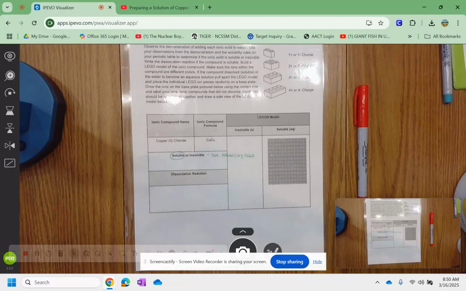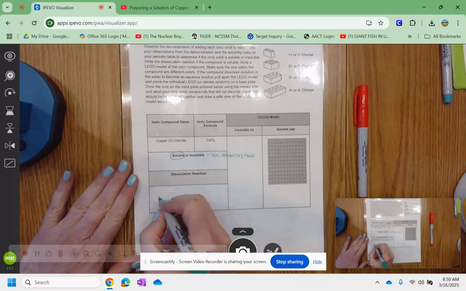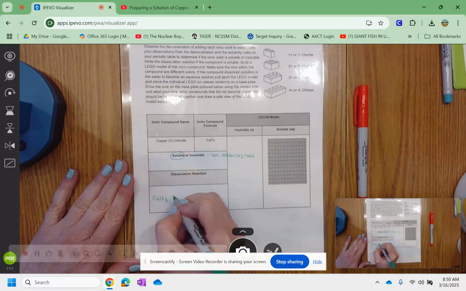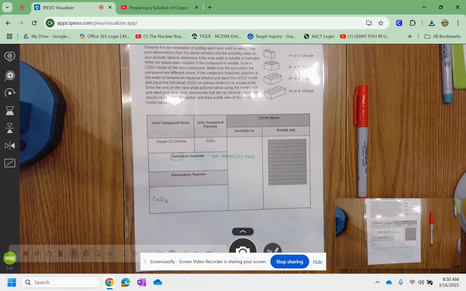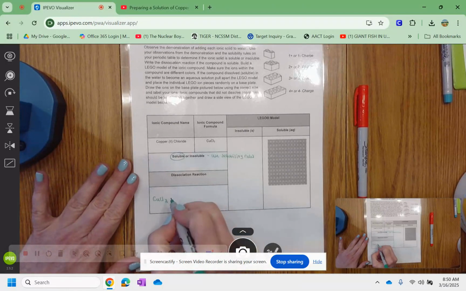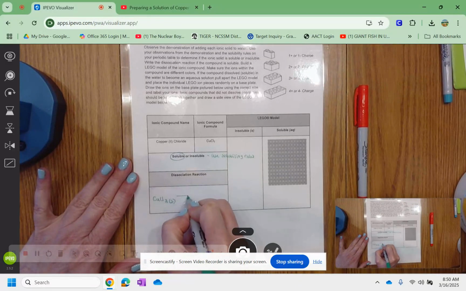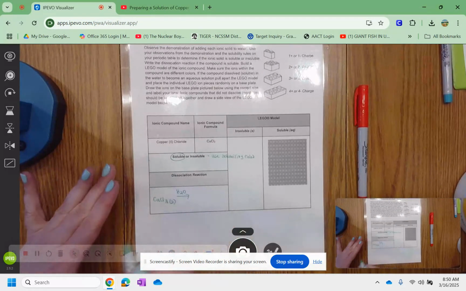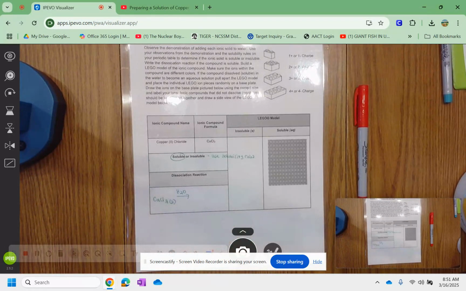Okay, so my equation is going to start out the same way we looked at with copper 2 carbonate. You're going to write the formula of the ionic compound. Now again, I gave it to you here, but the expectation is you can write your own formulas for ionic compounds. It's going to be a solid. We are adding that copper 2 chloride solid to water. That's what you're telling me by writing the H2O above the arrow. Now in this case, it's soluble.